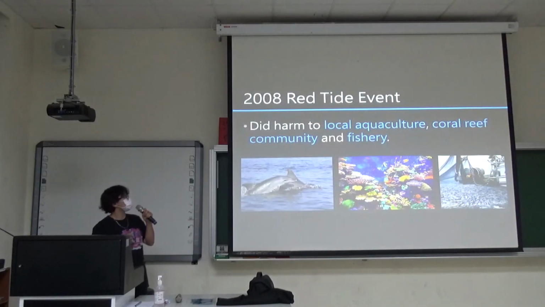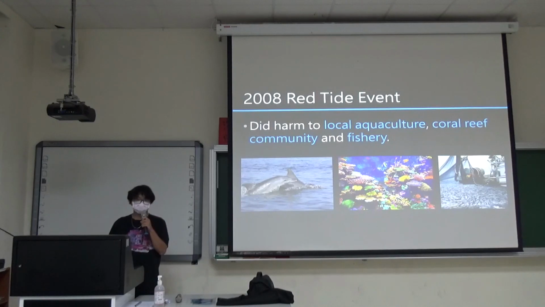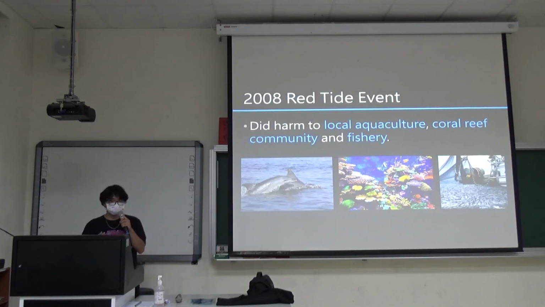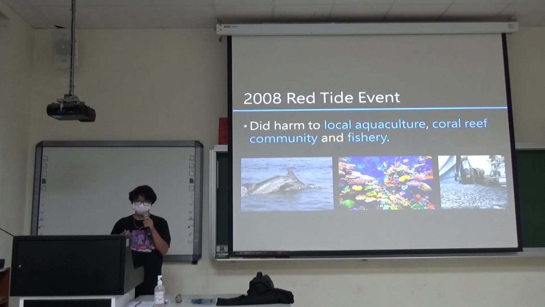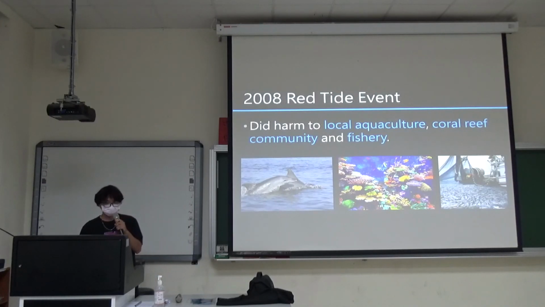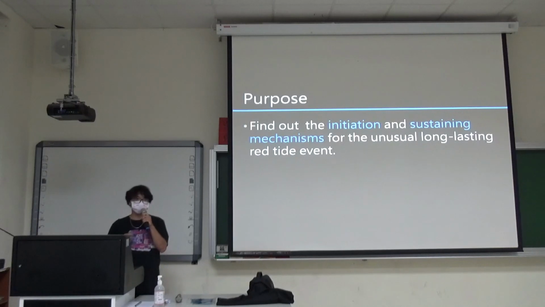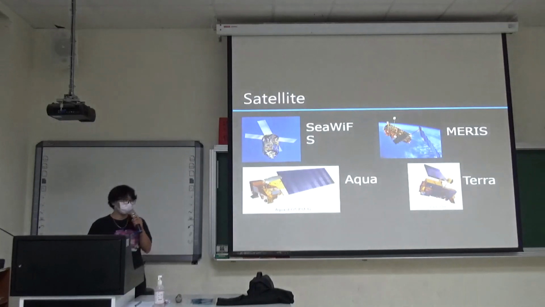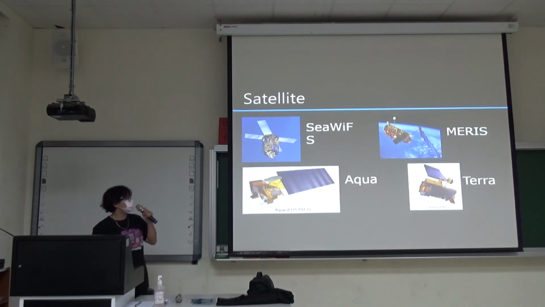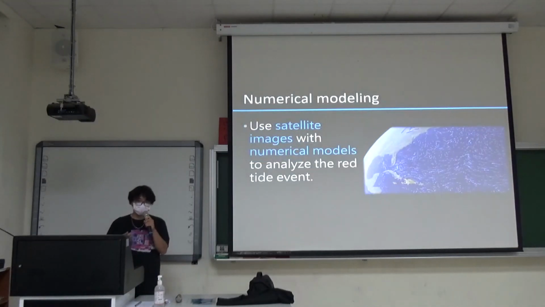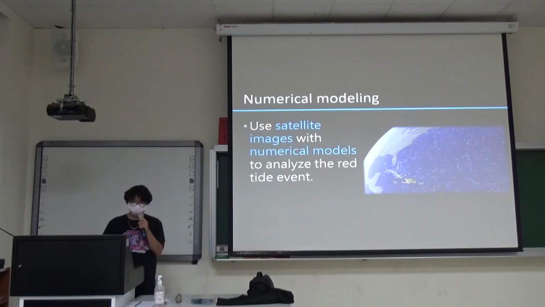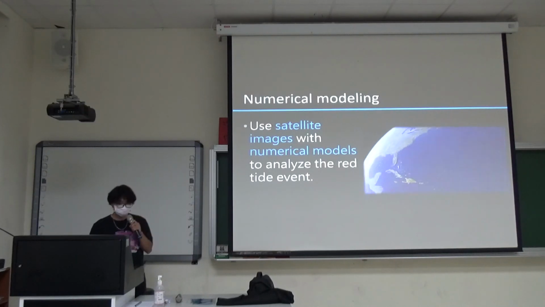In this case, we studied the 2008 red tide event, which did harm to local aquaculture, coral reef community, and fishery. Our purpose is to find out the initiation and sustaining mechanisms for the unusual long-lasting red tide event. Here are 4 satellites we use to get the data we need. We also use satellite images with numerical models to analyze the red tide event.